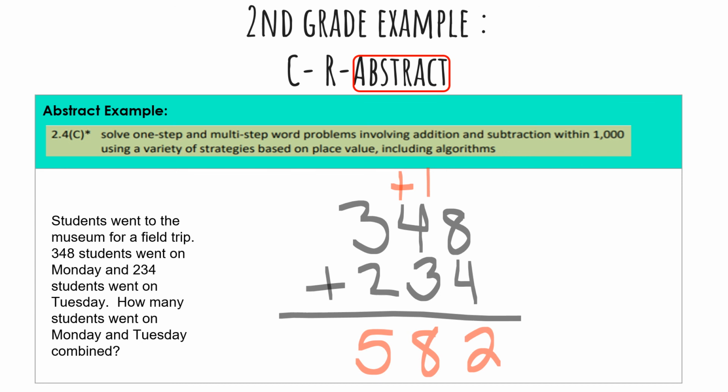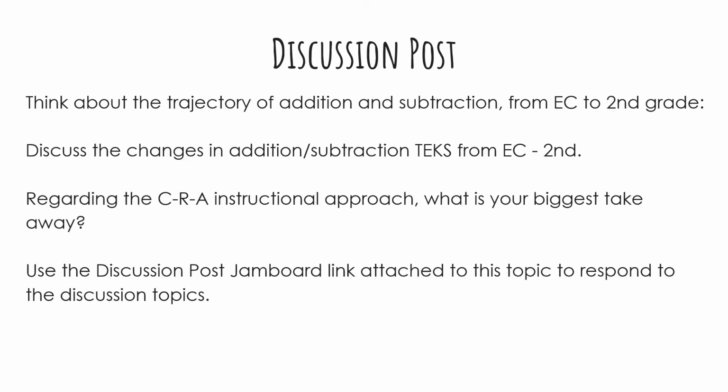to make the connection. So saying 8 ones plus 4 ones equals 12 ones, let's regroup 12 of those ones as 1 ten and 2 ones. 1 ten plus 4 tens plus 3 tens is 8 tens, and 3 hundreds plus 2 hundreds is 5 hundreds.